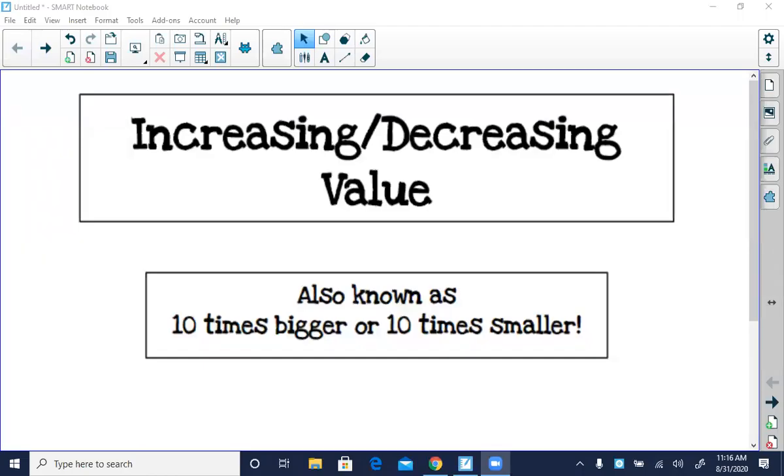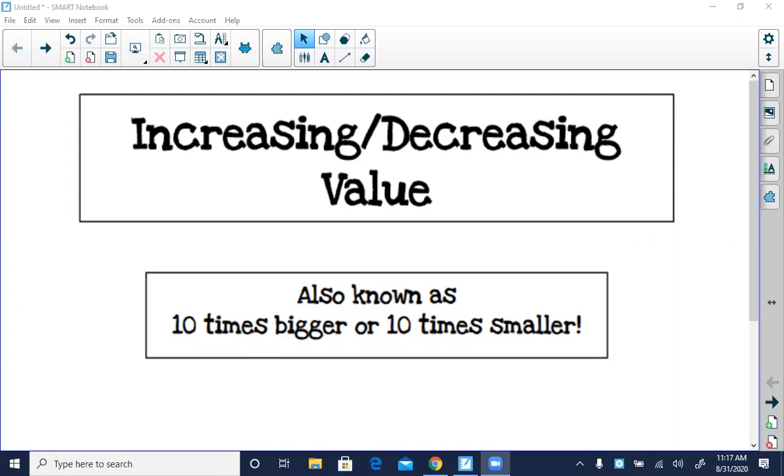Okay, welcome everybody to increasing and decreasing value, also known as 10 times bigger or 10 times smaller. This is a specific skill that comes up in Unit 1 that a lot of kids have difficulty understanding. So I thought I'd shoot a special video just to go over this particular skill and try and isolate it. That way kids can watch it again, parents can talk about it.